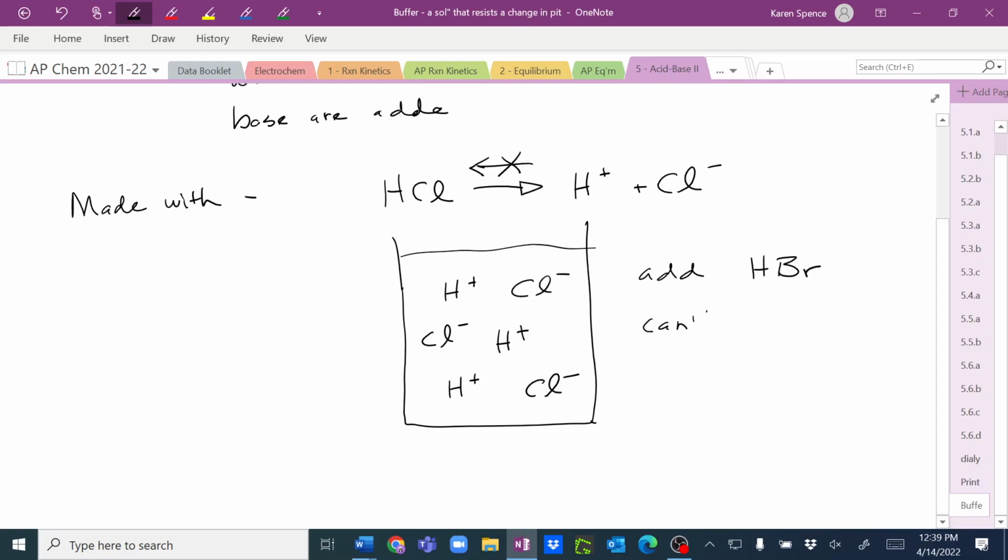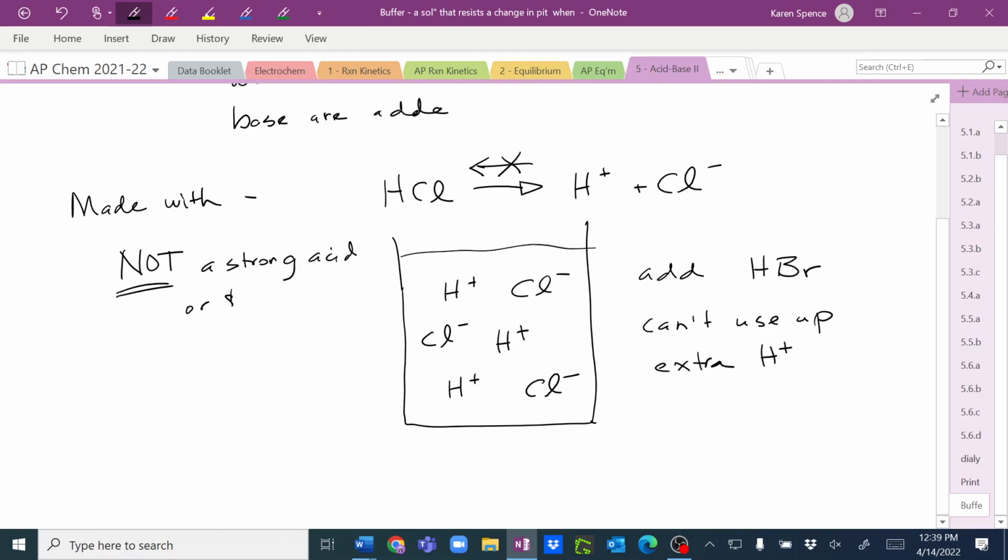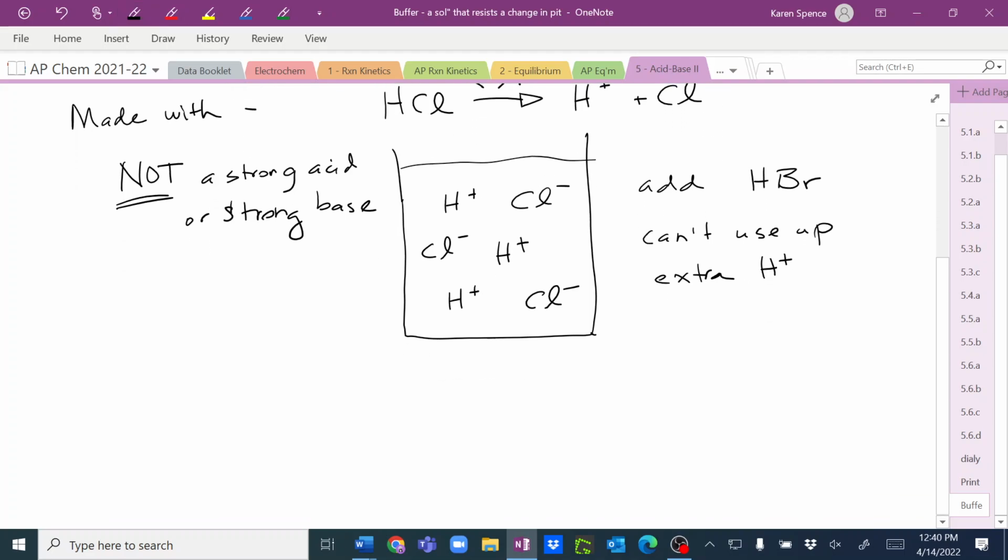So it can't use up the extra H+. We're just going off script. Off script, okay? So not a strong acid. Okay, so made with not a strong acid, or strong base for the same reason. So if it's not a strong acid or a strong base, what is it made with? Made with weak acid. So is it okay to just have weak acid?